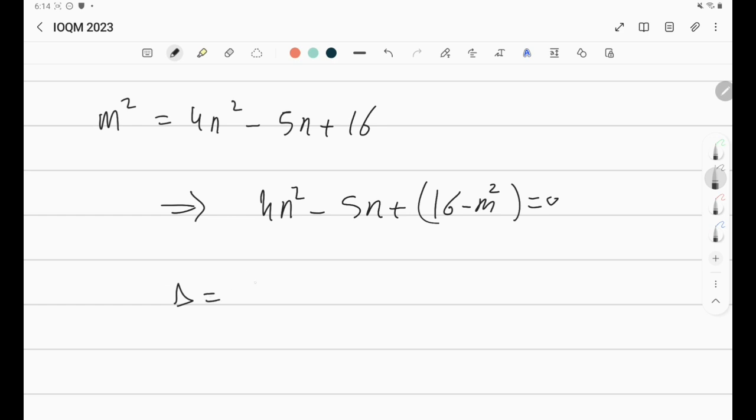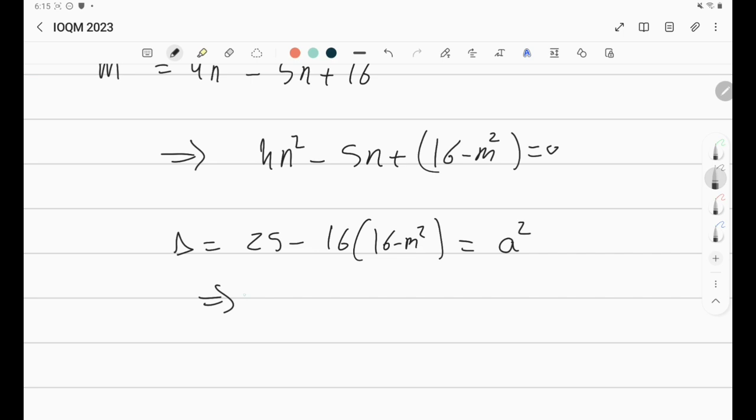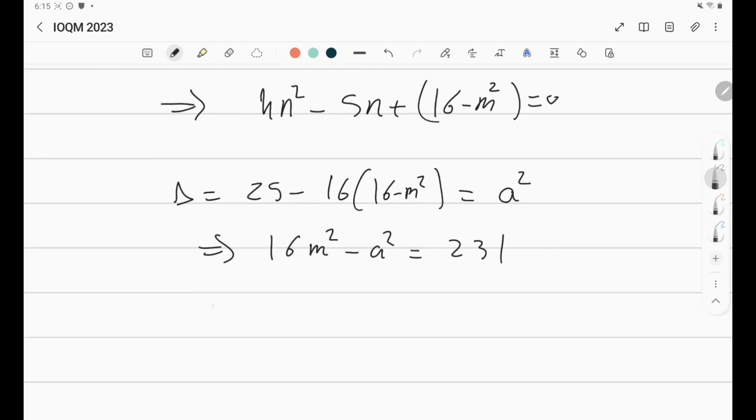So what is the delta? Delta here is 25 minus 4 times 4, 16, times 16 minus m square. So this thing should be, something, let's call it a square. So what does that mean? That means that 16 m square minus a square, just expand it and move a square here. This thing is just gonna be 16 square minus 25, which is simply 231. And this thing, you can factorize it. Now actually we're kind of done, because this thing is a difference between two squares, so you can just simply do this.